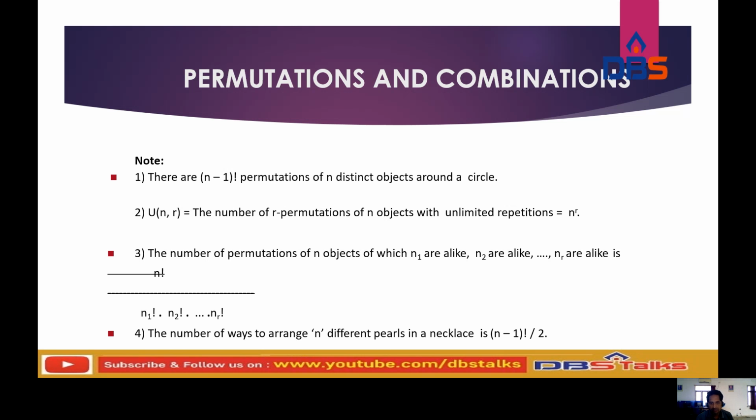There are n minus 1 factorial permutations of n distinct objects around a circle, and U of n comma r, the number of r-permutations of n objects with unlimited repetition, equals n power r.